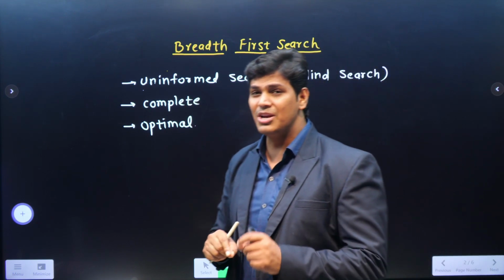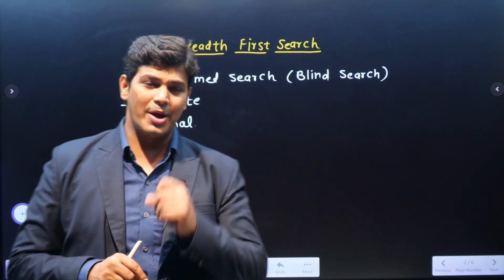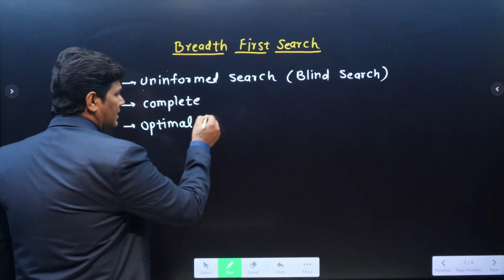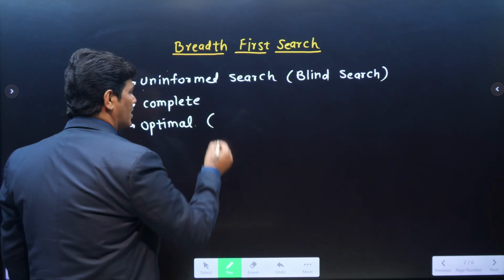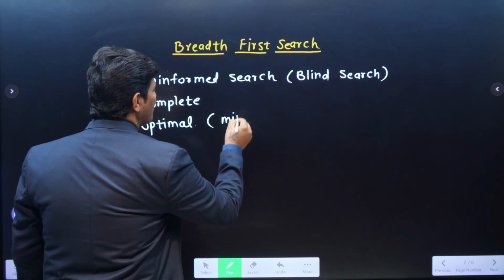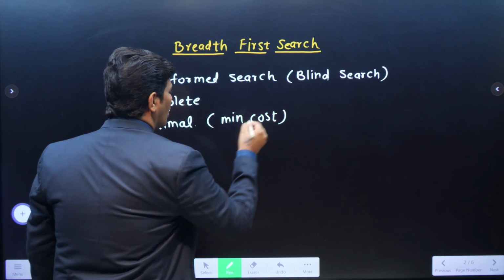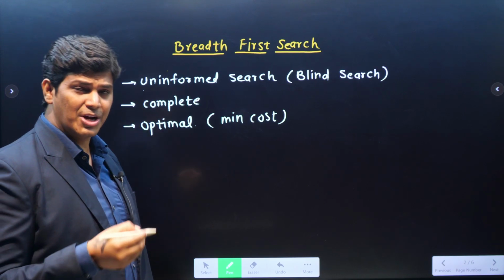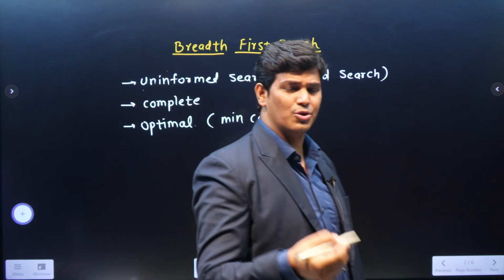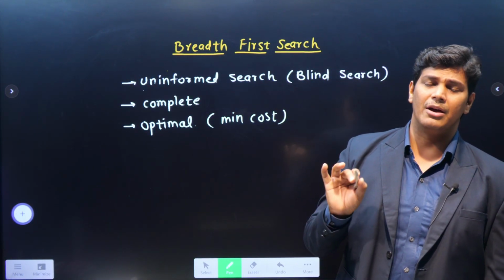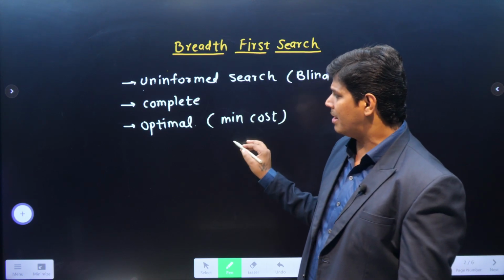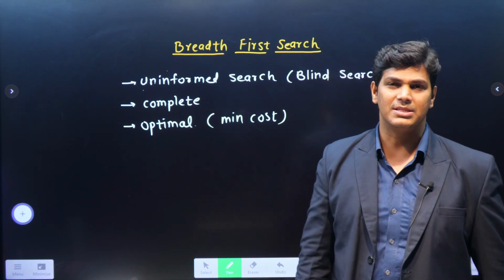Now what is the meaning of optimal? So students, optimal means what? It will provide the solution at very minimum cost. Make sure that whenever you are calculating the solution, the cost will be very minimum. So if your cost is minimum, that's why it is called an optimal solution.